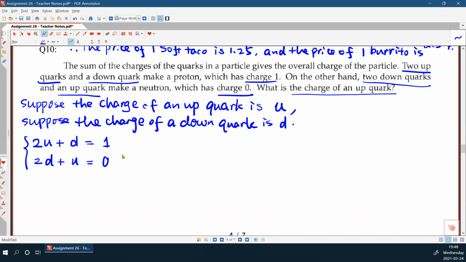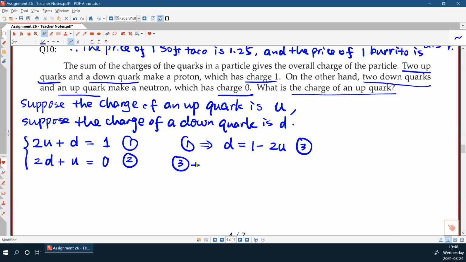Do you understand this? This is interpreted from the given information, from the English expression to mathematical language. Understand? Okay, and from now on, the problem becomes easier, right? All you need to do is to solve this system of linear equations. Okay, so let's say this is number 1, this is number 2. You can start either from number 1 or number 2. So suppose we start from equation 1. Equation 1 gives us D is actually 1 minus 2U, right? So let's label this with 3.